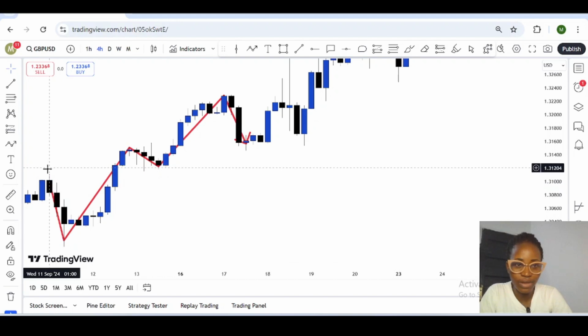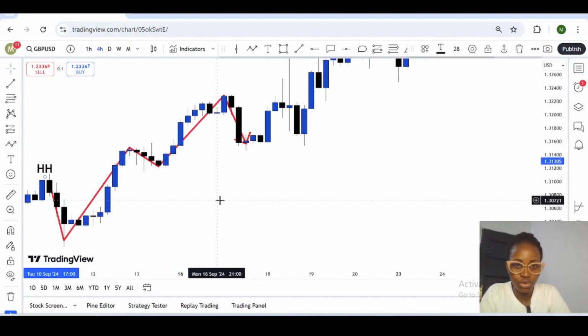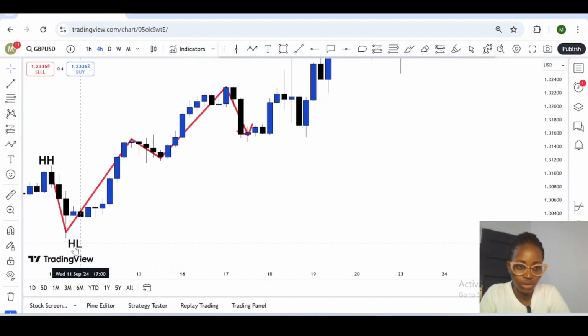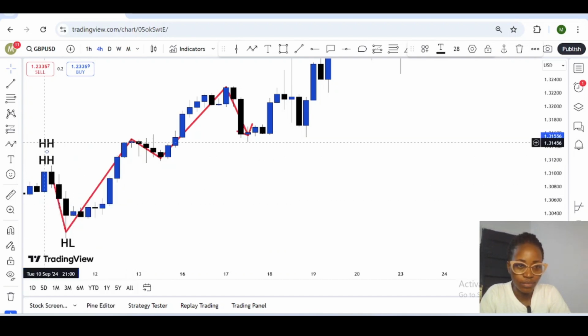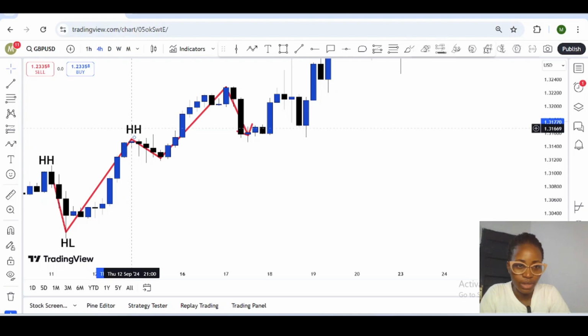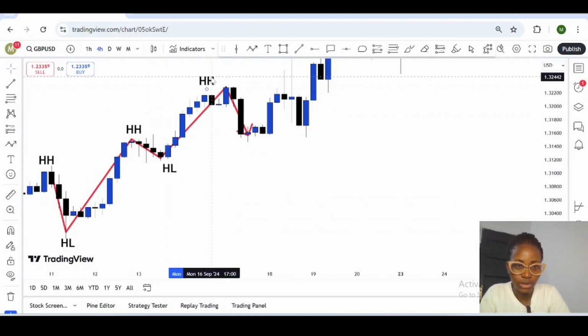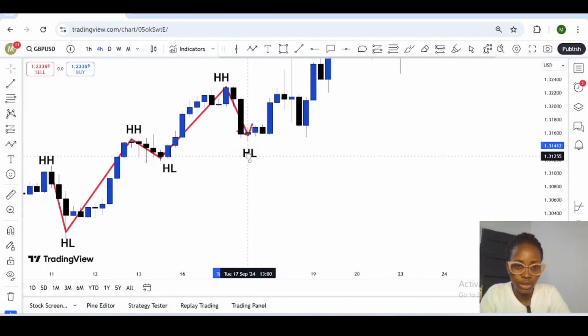So here we have higher high. This is higher high. And the next one is what? We have higher low here. Let me just adjust this a little. So we have higher low here. The next is what? Higher high. This is our higher high. And the next one is higher low. This is a higher low here. And the next one is higher high here. The next is higher low here.